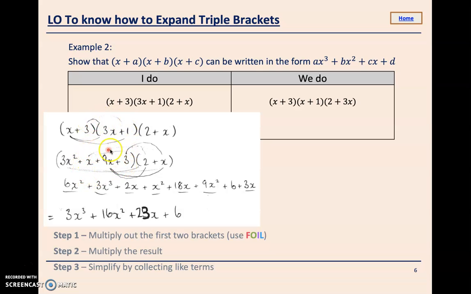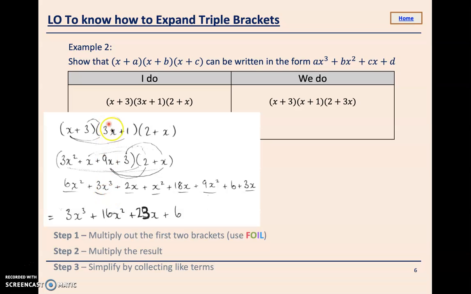Now again, we could have collected these two terms here, made our life easier, and that would have been 10x. But I didn't want to confuse and put too many steps in just yet. So we times everything. Plus, it's a good habit. So 3x squared times by 2 gives us 6x squared. 3x squared times by x, 3x cubed, and so on. So we've got x times by 2, 2x, x times by x, x squared. And then once we have all of these terms, we then collect.